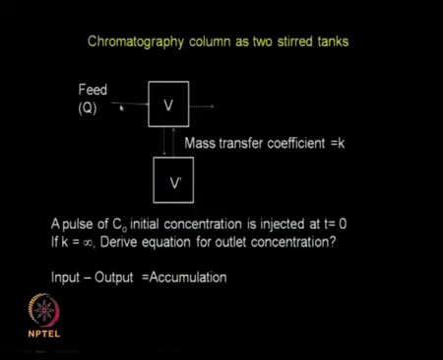Now the solvent is flowing at a flow rate Q, and the solvent is coming out again at Q. There is an exchange of material because of the mass transfer coefficient K, and there are no streams entering or leaving the second tank. Now again a pulse of C0 is injected at time equal to 0. Now assume K equal to infinity, that means there is complete mass transfer from tank 1 to tank 2, there is no resistance to mass transfer.